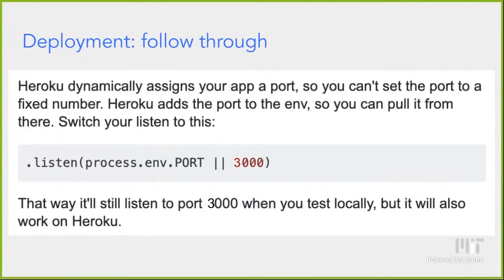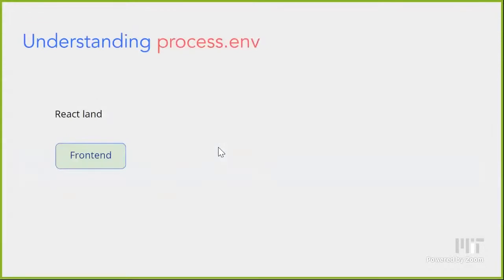Now we can still use port 3000 when we're running things locally in our local dev environment, but in a deployment, we're going to want to look at the env. We can do that by doing this lovely OR statement. But let's figure out what env is.